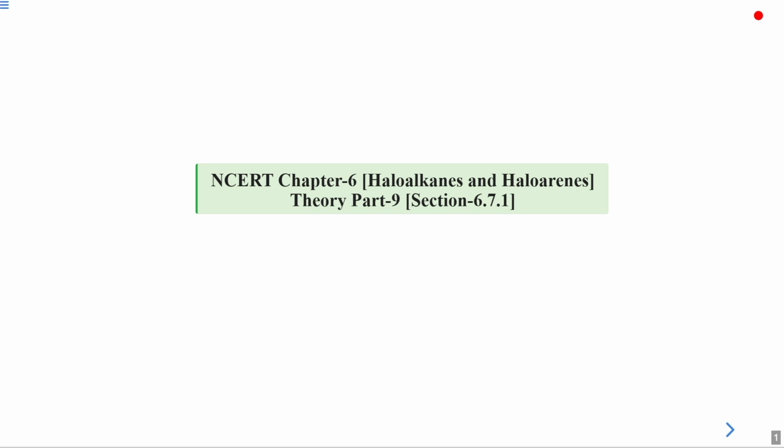Today we are going to see theory part 9 of our chapter Haloalkanes and Haloarenes. So let's begin today's topic, that is NCERT chapter 6 Haloalkanes and Haloarenes, theory part 9, and specifically today we are going to focus on the section 6.7.1.